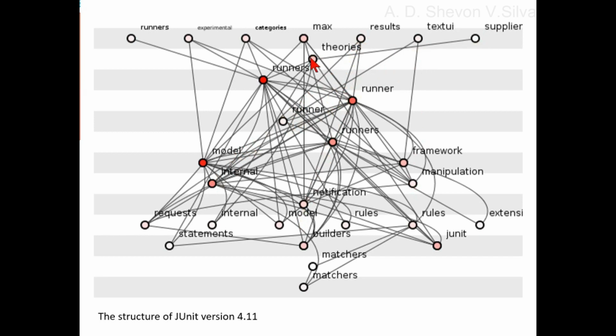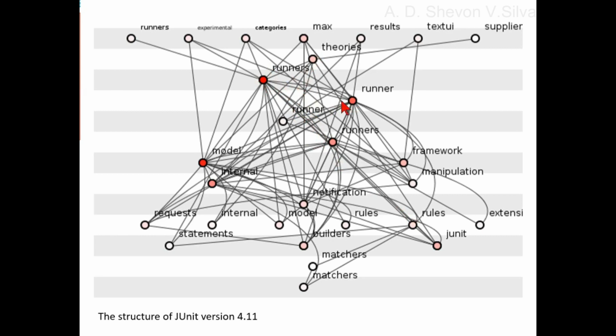Here supplier interacts with theories. Here theories interacts with supplier, max, runners, model, internal, and JUnit. Here runners interacts with theories, max, categories, experimental, runner, model, statements, internal, notification, and rules, JUnit rules, runners and runner.